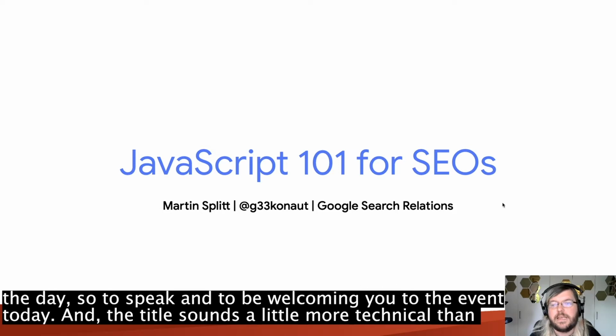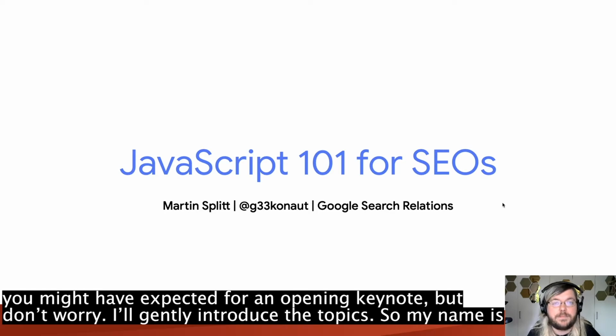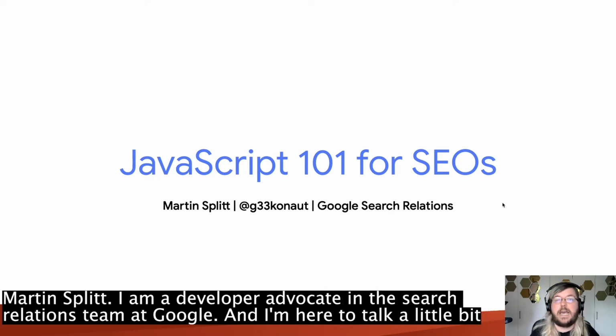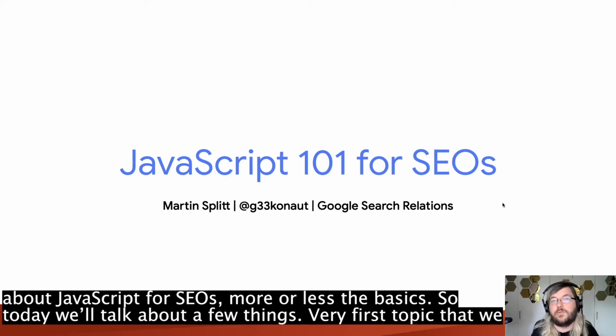And the title sounds a little more technical than you might have expected for an opening keynote, but don't worry, I'll gently introduce the topic. So my name is Martin Splitt. I am a developer advocate in the search relations team at Google. And I'm here to talk a little bit about JavaScript for SEOs, more or less the basics.